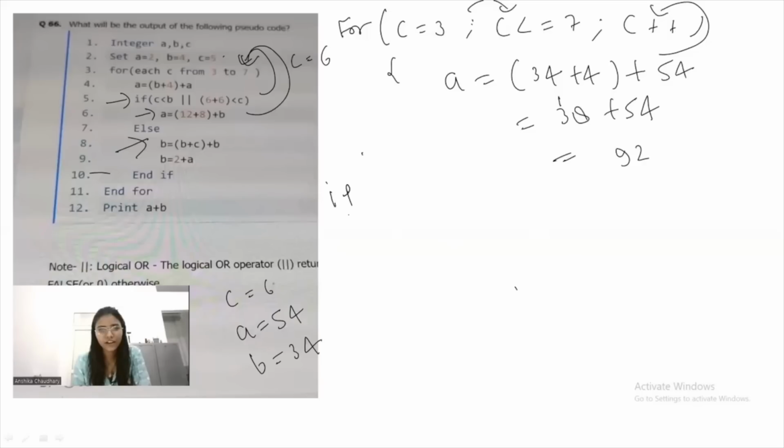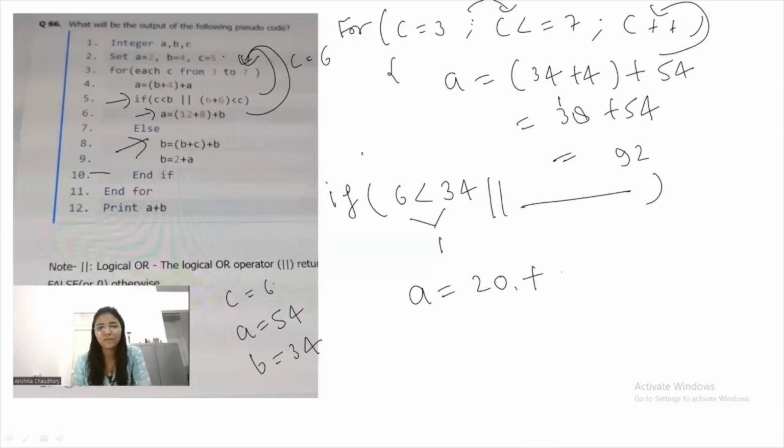In if part, C is less than B. So C value is 6, right? Is less than B. B value was 34. Or there is something else. So this condition is true. So the whole condition will become true. And from here the A value will be updated to 12 plus 8. That means 20 plus B. B value was 34 only. So it will become 4 and it will become 5. So A value is 54 again. It will not go into the else part. It will come here and C value will be incremented to 7.